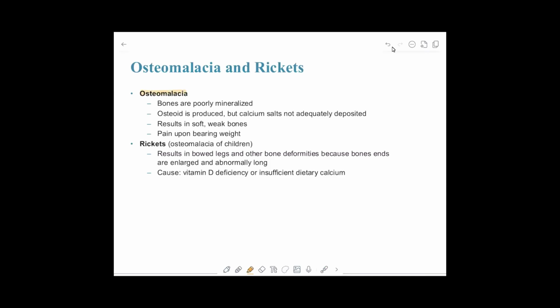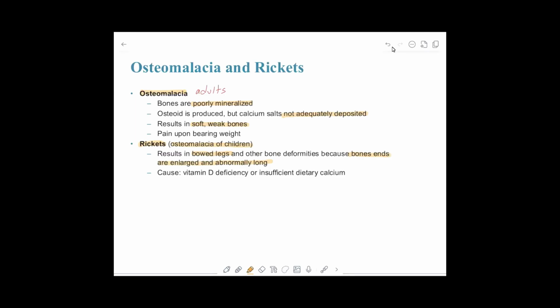Osteomalacia is when bones are poorly mineralized. The osteoid is produced, but the calcium salts are not adequately deposited, so it results in soft or weak bones. Rickets is basically the osteomalacia of children. So the term osteomalacia would be for adults. Rickets results in bowed legs because the bone ends are enlarged and abnormally long.